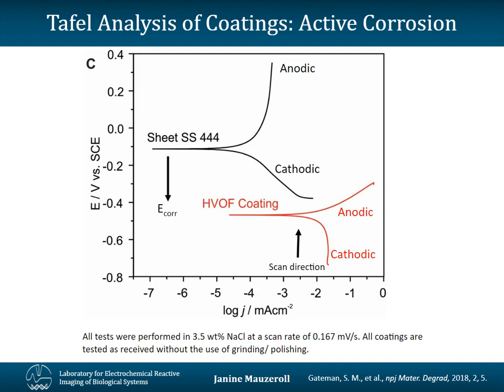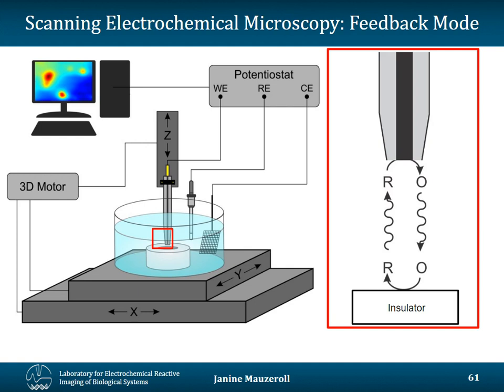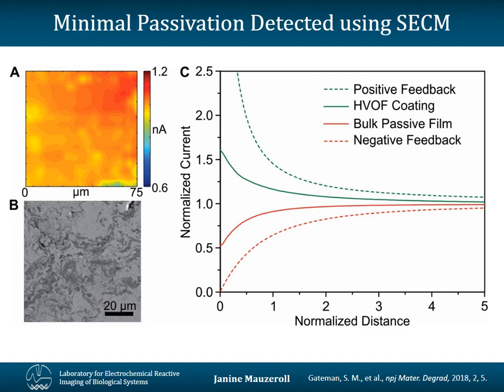So SECM can be used in a similar way as I just presented before, carrying out approach curves on the coated samples. In green, you see the HVOF coating response versus the bulk passive film, which is in the solid red line. And clearly, the HVOF coated substrate is much more reactive. So just from a quick experiment, this type of experiment can take like 2 minutes to acquire, to rapidly know whether or not the coating is doing its job and has a similar corrosion behavior to that of the bulk metal.